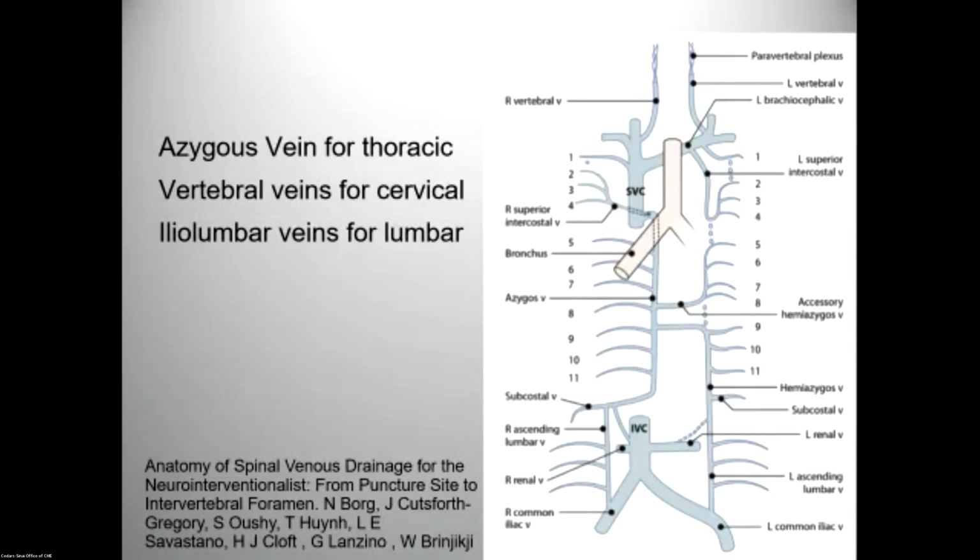And although this is a nice drawing from a paper by the Mayo Group, things can vary quite a bit. We all know that even the cerebral intracranial venous anatomy is a lot more variable than the arterial anatomy.